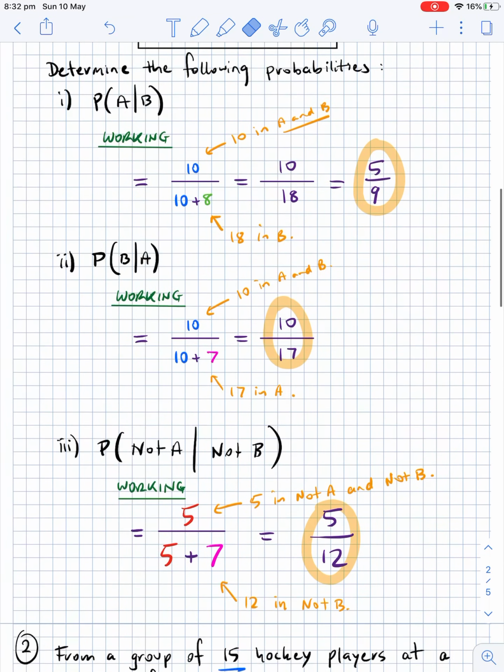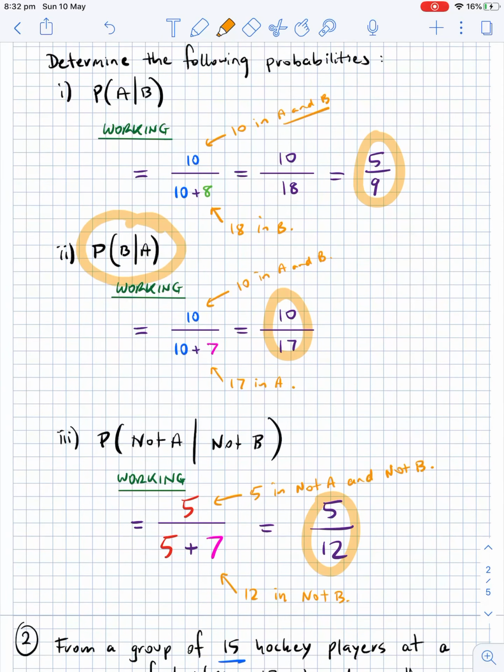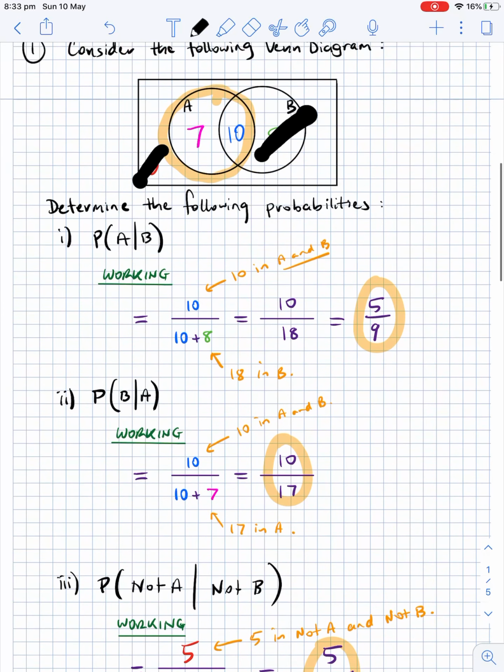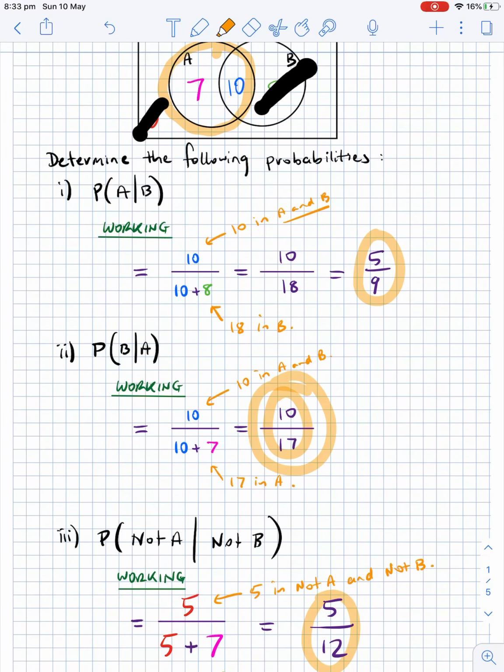Okay, so moving on. What about this one? The probability of B given A. That means we're definitely in the A circle only. If I highlight that A circle, because we're given that it's in A, I can literally just get rid of these two numbers. I'm only concerned with what's in A. Now, what's the probability of getting something in B in these numbers here? How many of these numbers are in B as well? So 10 out of the total numbers here in A, which is going to be 17. So 10 out of 17 is your final answer for that question as well.